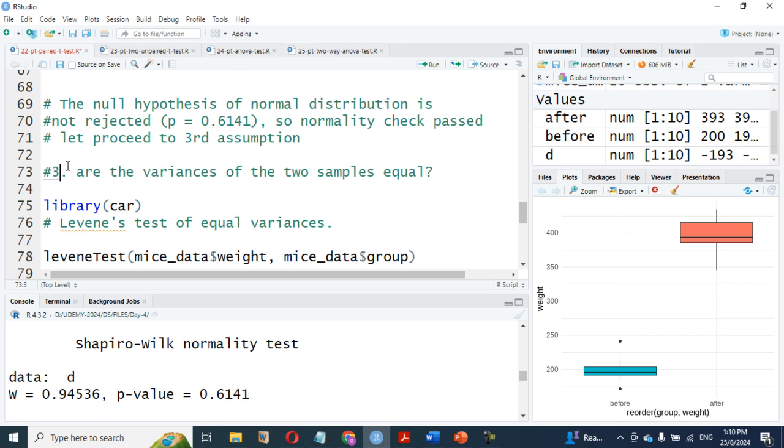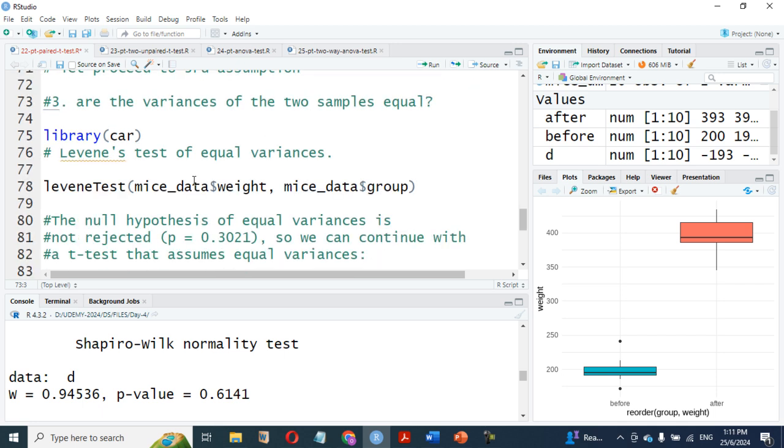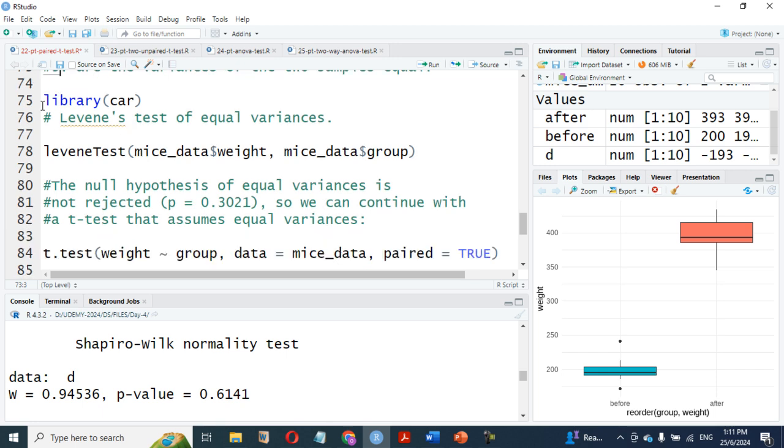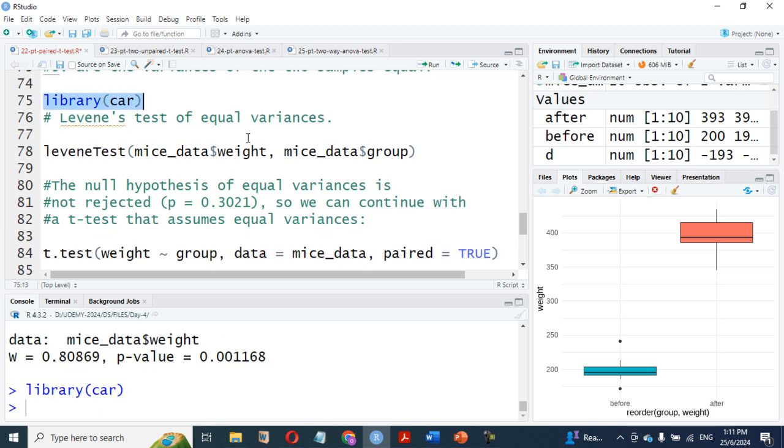Number three: are the variances of the two samples equal? Now we have groups. Don't forget we have groups. So how do we do that? We use the car library. So let's run car. We are going to use the Levene test. So the Levene test comes along with car. We run this. We pass in our mice data weight and groups. So this group data, we pass it here as usual.